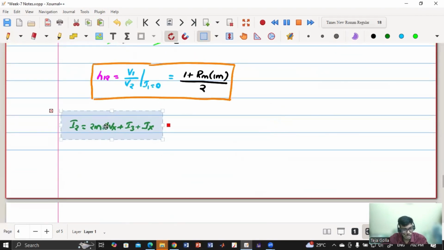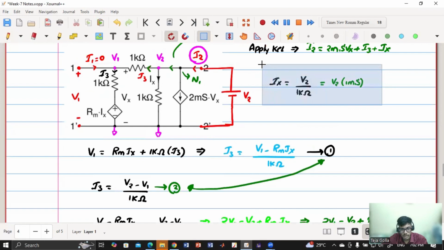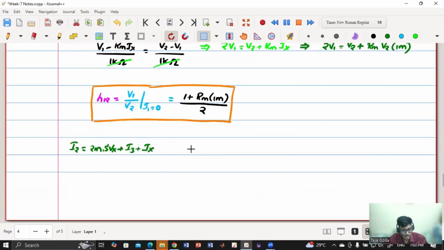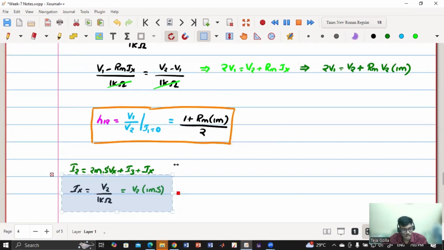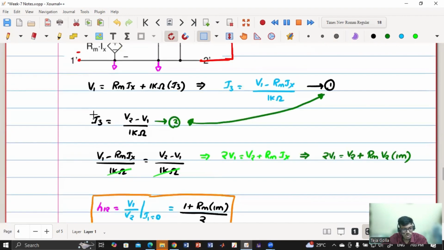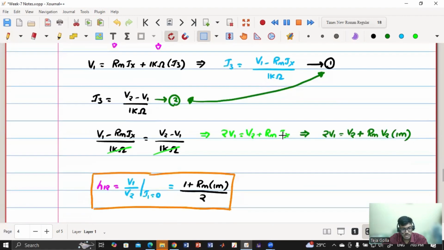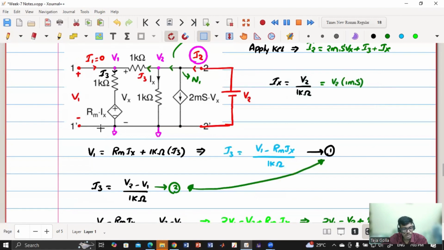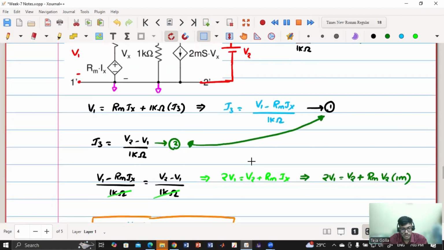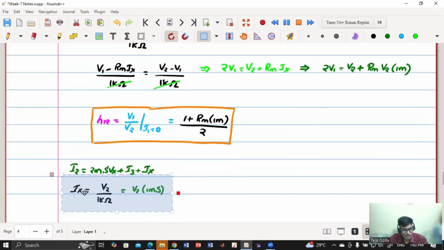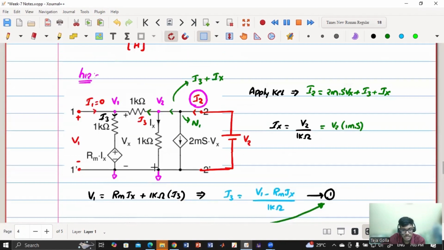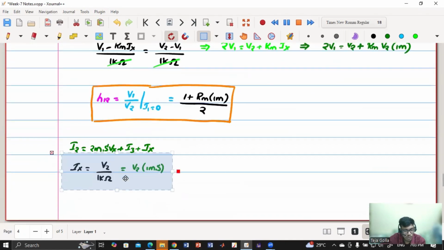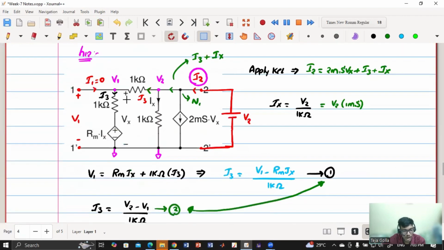So now let me take this to the bottom. I have my I2 as this, and I also have my Ix as this. I have to substitute I3. I3 is V2 minus V1 by 1K. I'll get this in terms of I2 and V2, because I need it basically in terms of I2 and V2. So I have to substitute I3 also in terms of I2 and V2.